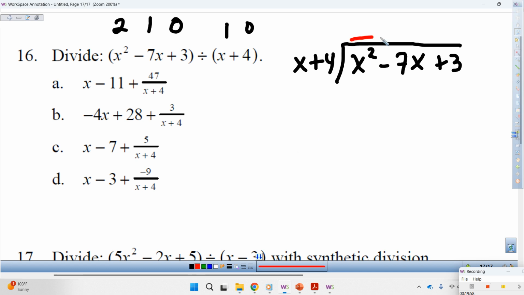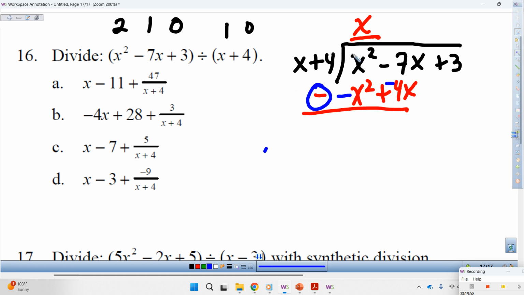What number times x gives me x squared? X. That is correct. So this is x squared. What is x times 4? Positive 4x. Let's subtract. That means we distribute the negative here and here. This cancels. What is negative 7 and negative 4? That is negative 11x. Bring down the 3.